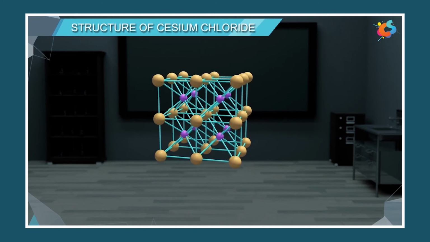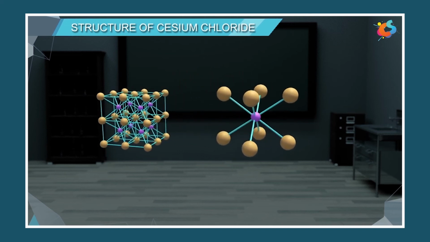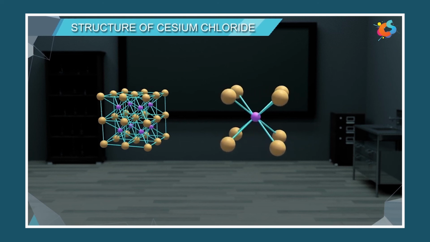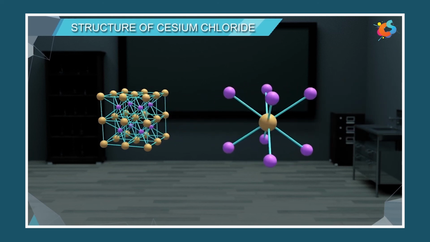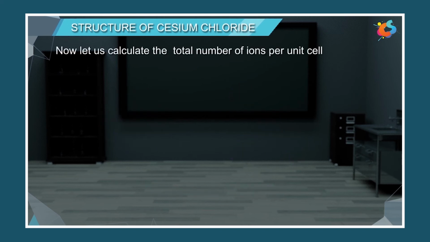Here each cesium ion is surrounded by 8 Cl minus ions, and in turn each Cl minus ion is surrounded by 8 cesium ions. Therefore, the coordination number of cesium ion and chloride ion are 8:8. Now, let us calculate the total number of ions per unit cell.